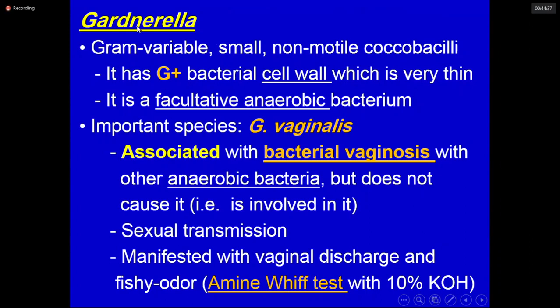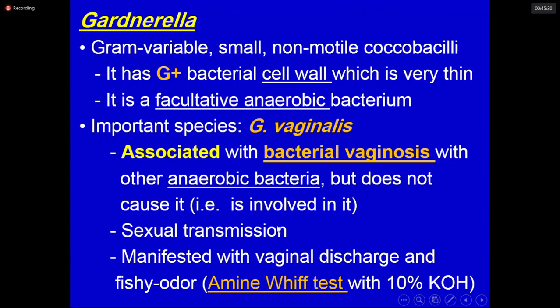The important species of Gardnerella is Gardnerella vaginalis. So G. vaginalis. It is associated, look at the word I put in yellow, associated with bacterial vaginosis. This bacteria is not the causative agent. It is associated with bacterial vaginosis together with other anaerobic bacteria, but it does not cause it. It is involved in the pathogenesis of bacterial vaginosis, but is not the causative agent of it.